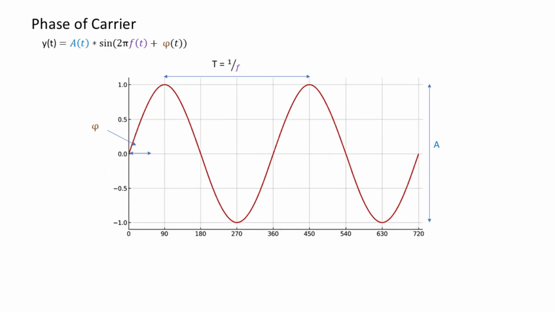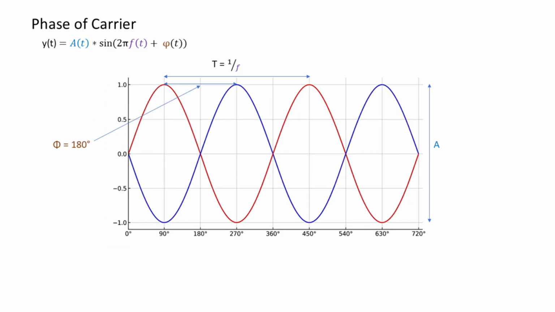A sine wave has three adjustable parameters: amplitude, frequency, and phase. Each of these can carry information, leading to different modulation techniques. In PSK, we keep the amplitude and frequency fixed and only change the phase of the carrier signal. Different phase values are then used to represent digital bits, such as 0 and 1.